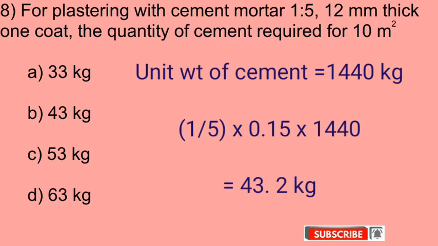Again, listen carefully. Volume of fine aggregate required for 1 unit plastering, that is for 10 square meter plastering, is 0.15 cubic meter. So if mix ratio 1:5 is used, 1 by 5 into 0.15 into 1440, which is equal to 43.2 kilogram. Option B is the answer.